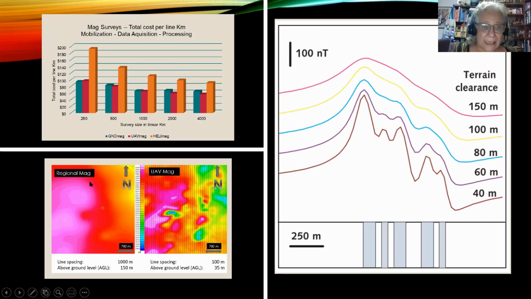When you look at the data, the regional mag compared to UAV mag, because of the flight height, and so the height above the ground, you have really higher resolution, besides also the line spacing that can be smaller. In here, you see how the terrain clearance is important to be able to identify and separate different anomalies.